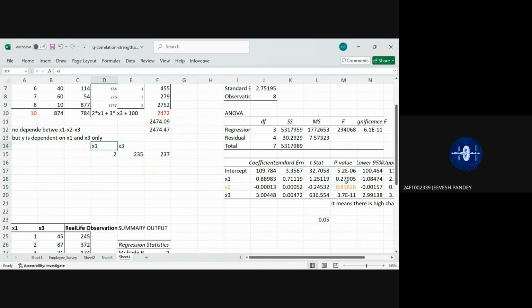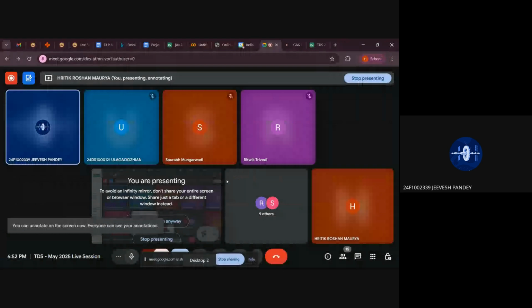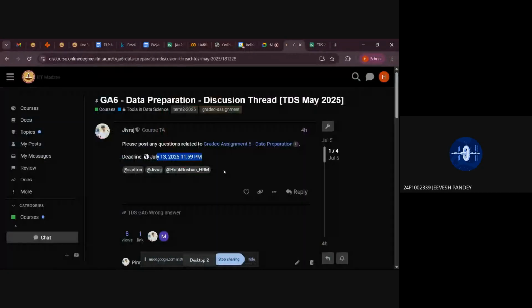Yes, sir. Sir, one more thing. The GA6 link hasn't been shared till now. GA6 is emailed here, IIT Madras also regarding this. Okay, sir, can you send the link in the chat, please?